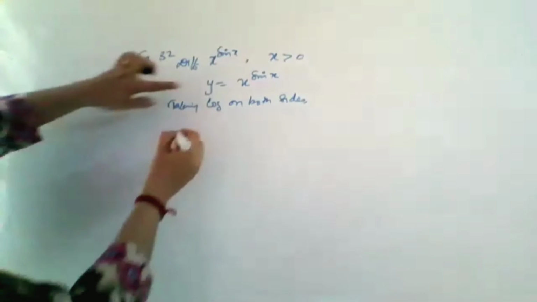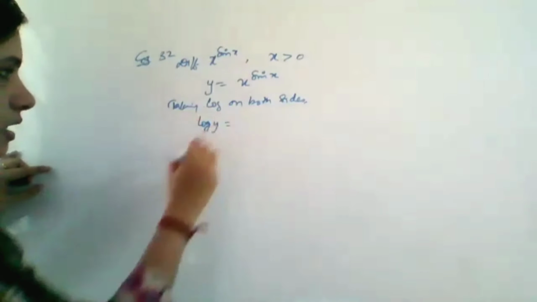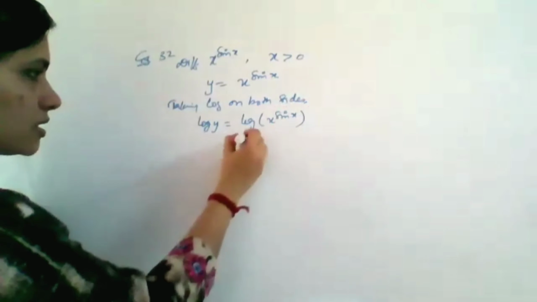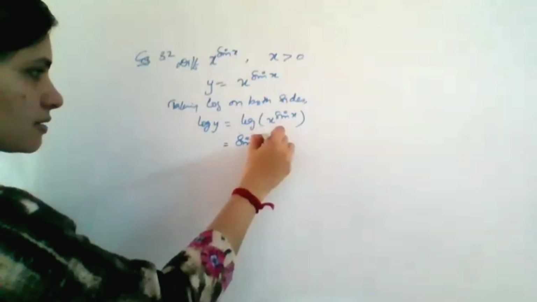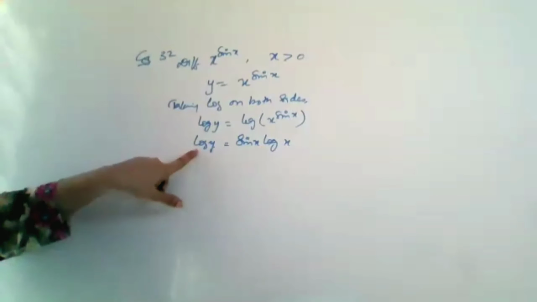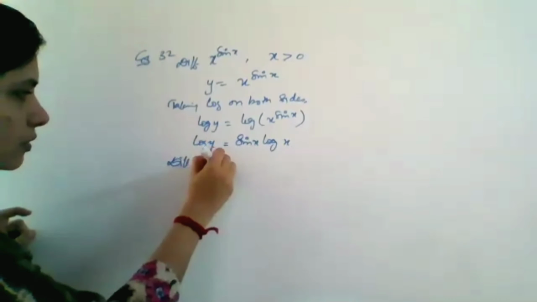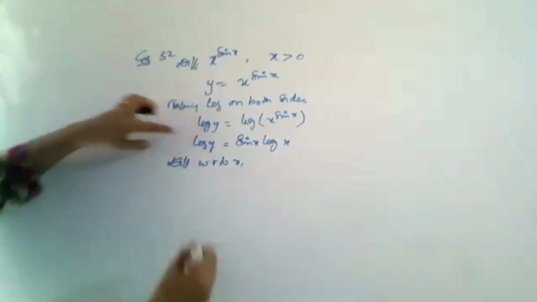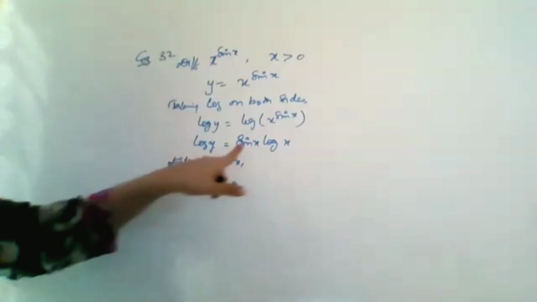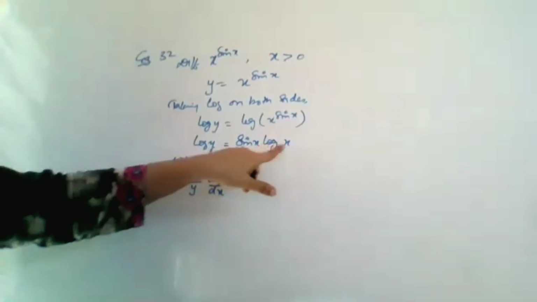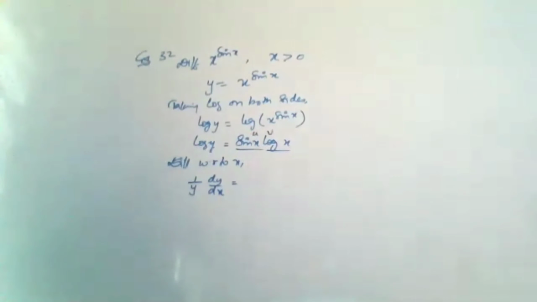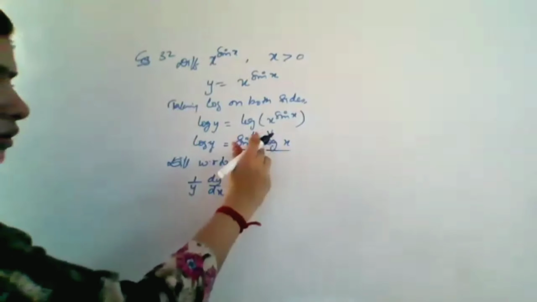We get log y is equal to log of x raised to sin x is equal to sin x log x. Right? Now what you need to do is differentiate both sides with respect to x. So log y will give you 1 by y dy by dx is equal to, here you have two terms. Both are functions of x. So you have to differentiate using your uv method. What is that? Product rule. Okay. So what you'll get?